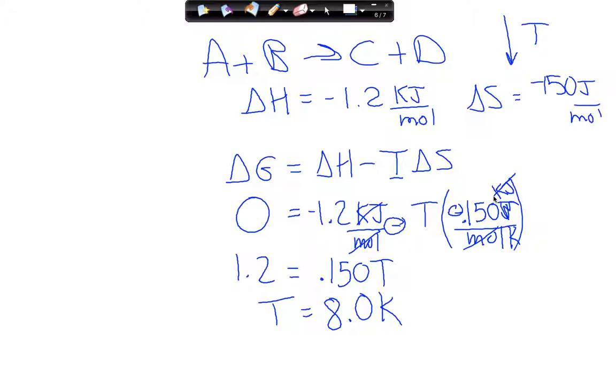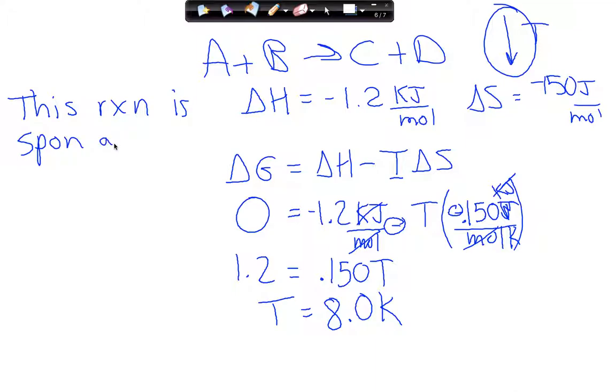But what does that mean? How do we answer the question? The question is, at what temperature range is this thing going to be spontaneous? And we've identified that it's at low temperature. Lower than what? Lower than 8 Kelvin. So we would then write a sentence that says, this reaction is spontaneous at temperatures below 8.0 Kelvin. And again, I made up the numbers. It's a ridiculously small temperature.